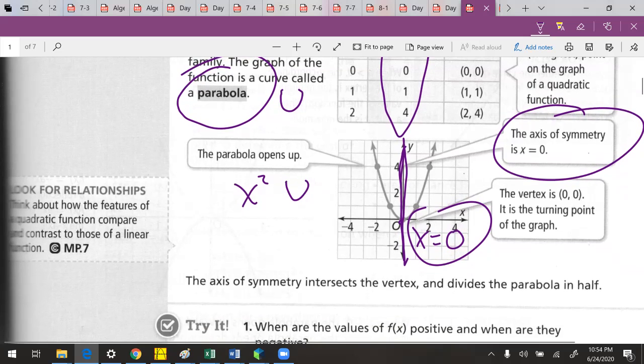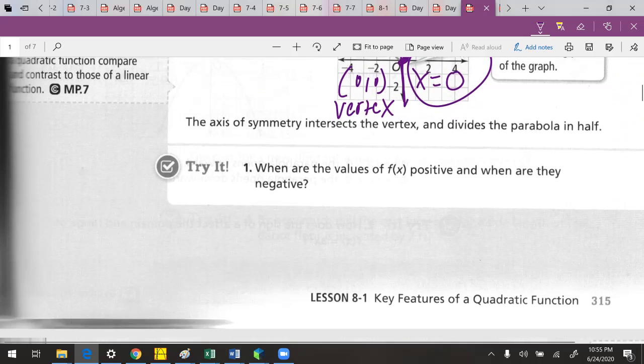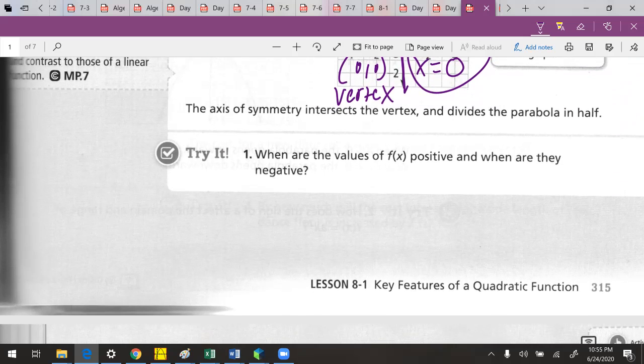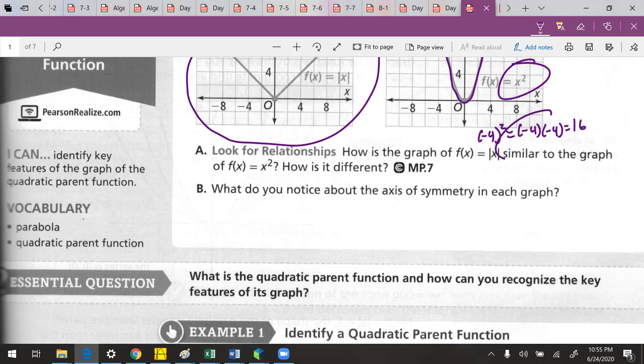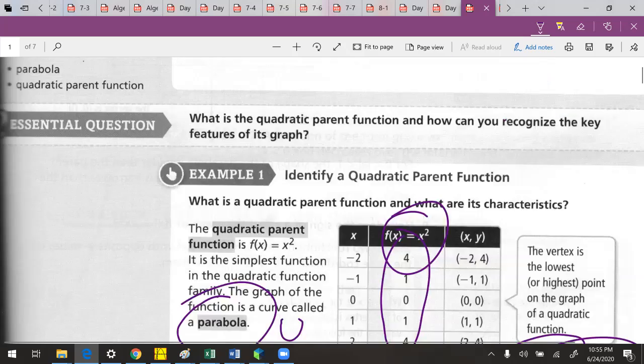One other thing to note right there, that point right here, 0, 0. That point is called the vertex. What the vertex does is at that point, that's where the graph is changing direction from down to up or from up to down. So definitely think about that if you look at this table piece. When are the values of f of x positive and when are they negative? They're never negative, as we just talked about up here. They're always positive, even whenever the x is negative, they're always going to be positive, no matter what.